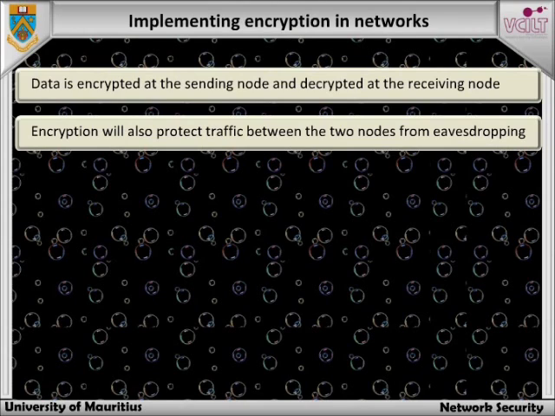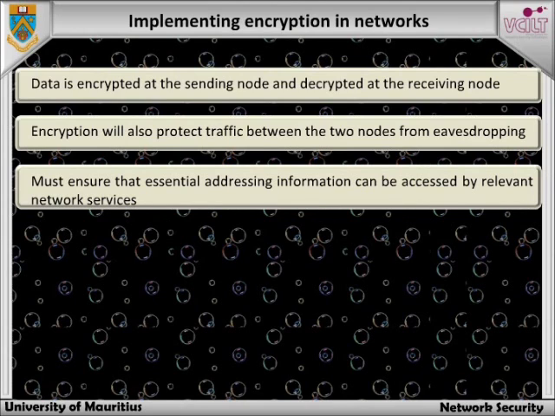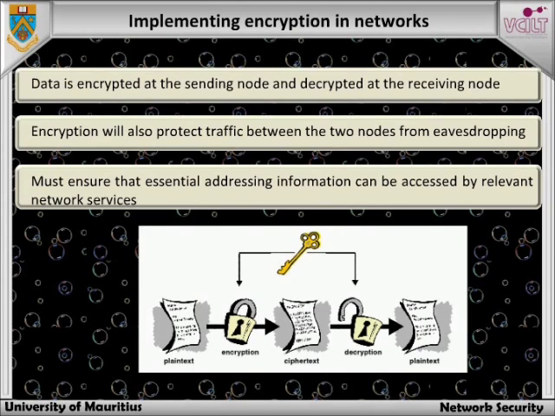The implementation of encryption in packet-switched networks must ensure that essential addressing information can be accessed by the relevant network devices, such as switches, bridges, and routers. Encryption is broadly termed link layer encryption or end-to-end encryption, depending on whether it is applied and reapplied at each end of each link in a communication path, or whether it is applied over the whole path between end systems.